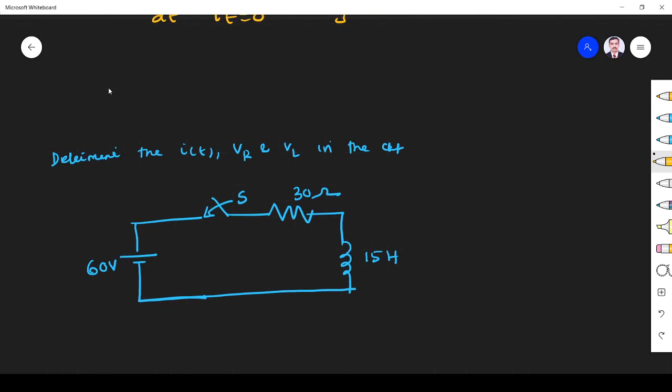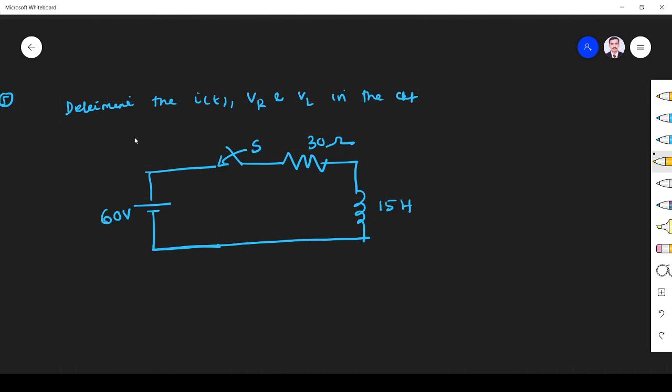And the next problem is: determine the current I of t, the voltage across the resistor and the voltage across the inductor of the circuit shown in the figure. Let us see this problem. This is also very simple. The switch is closed at t equal to 0. Please write it: switch is closed at t equals 0.